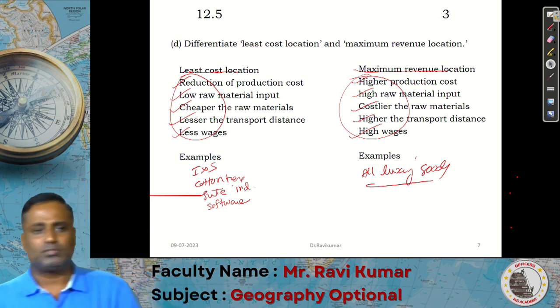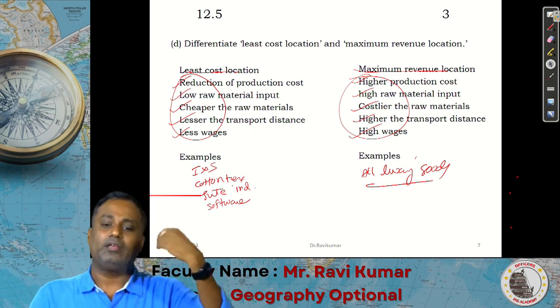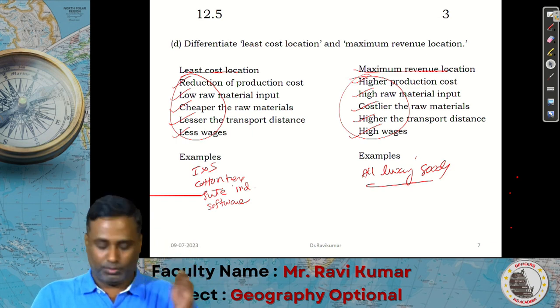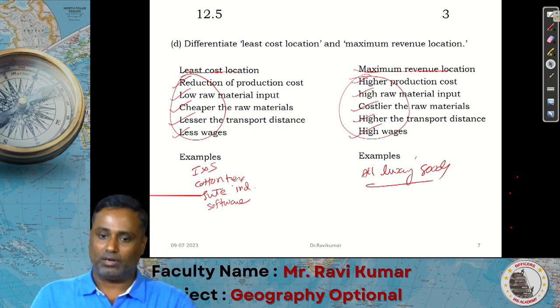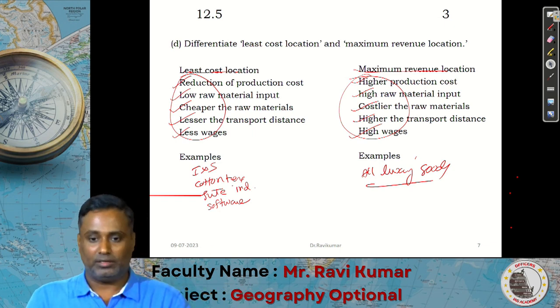Not footloose industries. See, the product market, anywhere you can sell it. That's why I said all luxury goods. Simply, that's why a Rolls-Royce car can be sold even in Germany, and even Germany can sell in India.